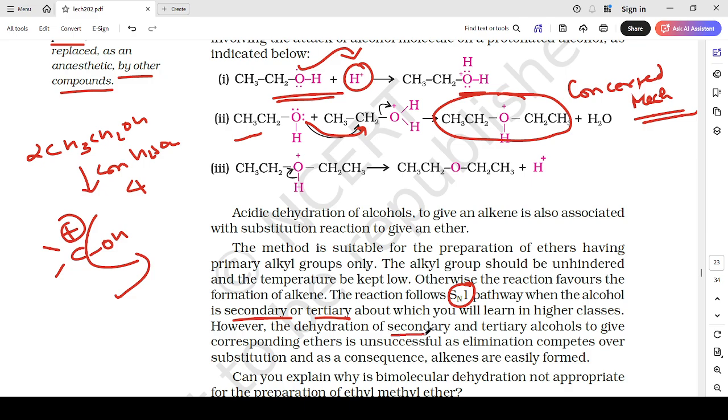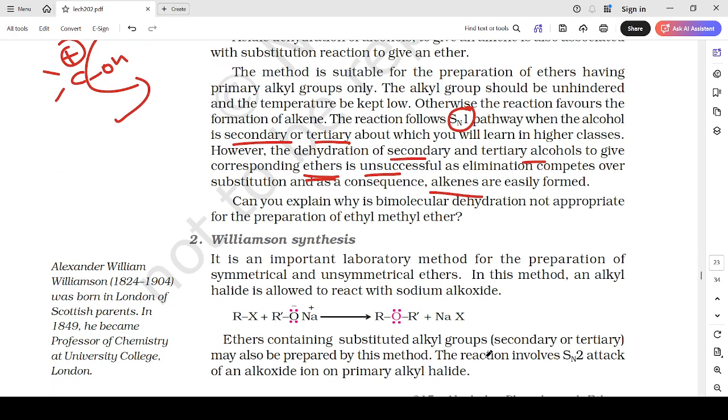However, dehydration of secondary and tertiary alcohols to give the corresponding ether is unsuccessful. I am able to do it for a primary alcohol. This is successful. For secondary and tertiary, it is unsuccessful because instead of ether formation, it will form alkene. Understood, right?